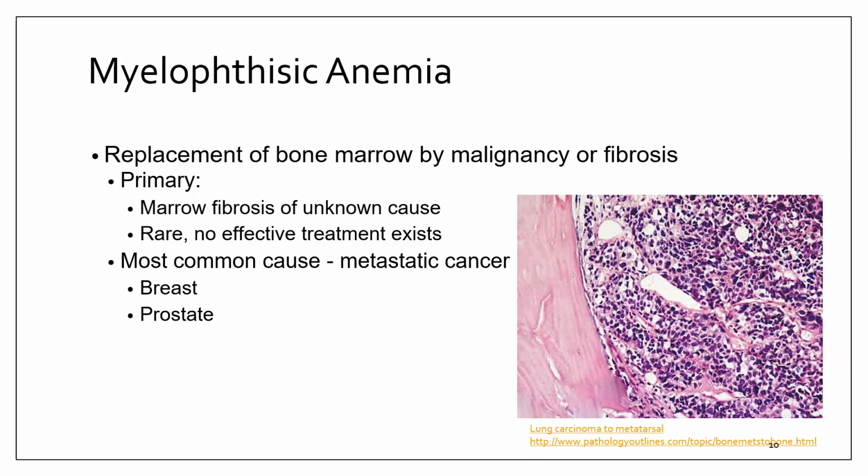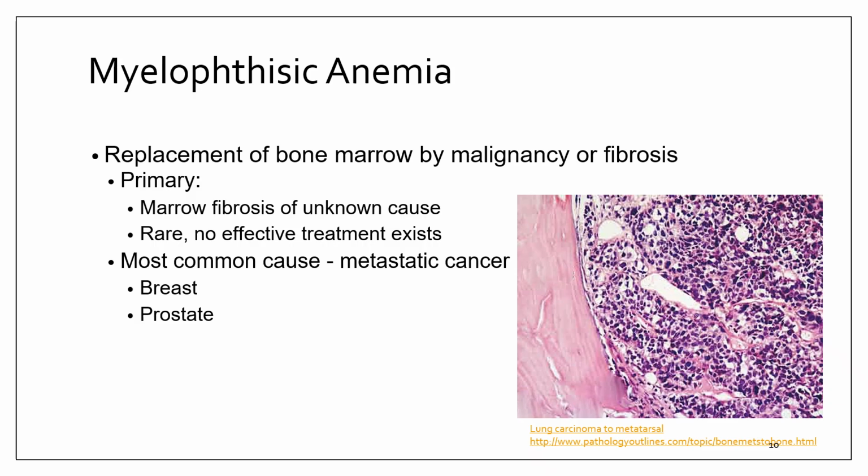And there is primary versus secondary. So primary myelofibrosis is bone marrow fibrosis of unknown cause. It's rare and progressive, and unfortunately there is no truly effective treatment. Histologically, you see dense fibrous tissue, markedly reduced normal marrow elements, and disrupted marrow architecture. This is not a subtle change under the microscope.